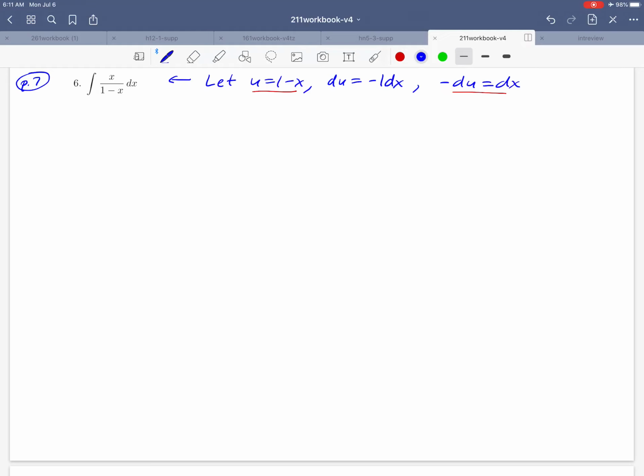All right, so if we go down and rewrite our integral, let's see where this leads us. We can look at our denominator and notice that that 1 minus x is what we called u. So we're going to have x over u. And then dx, looking at our work above, is equal to negative du. So we'll make that substitution as well.